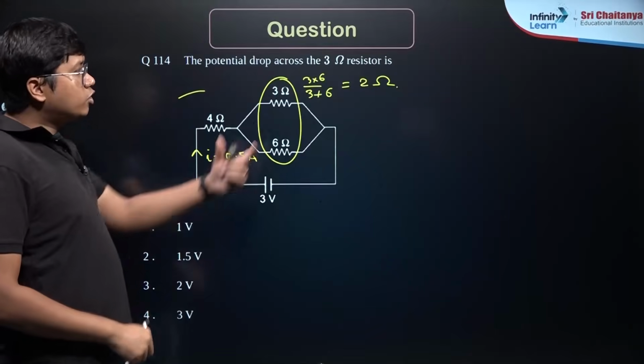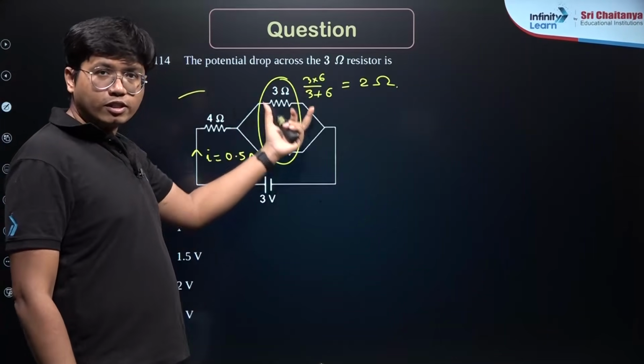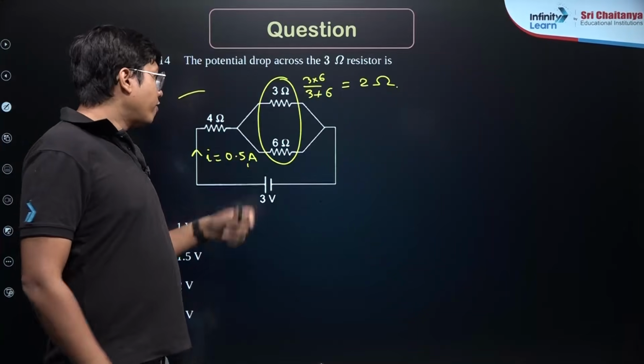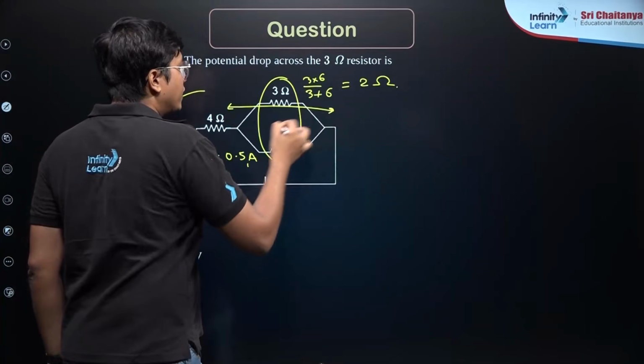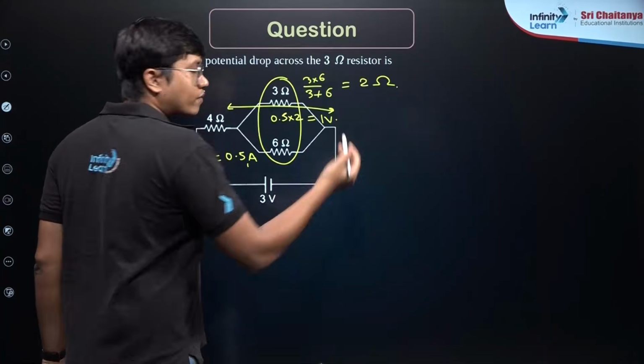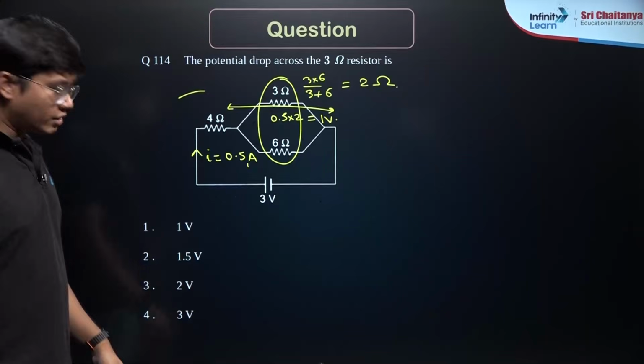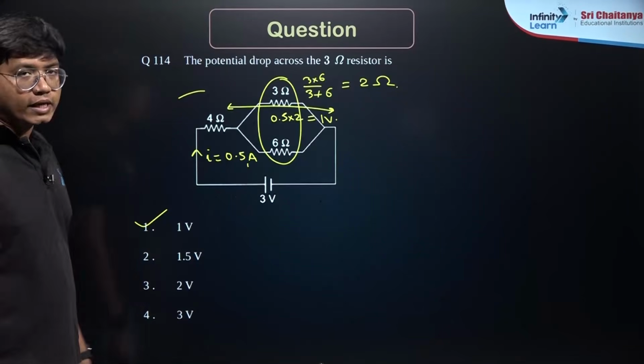Now you find that this 2 ohm is across the 0.5 ampere current flowing, so the equivalent is 2 ohms for this part. With 0.5 ampere, the net potential difference it will create is 0.5 times the resistance of 2, that is 1 volt. That's it. These two are in parallel, so the 3 ohm also gets the 1 volt, the 6 ohm also gets the 1 volt. Answer is option 1.